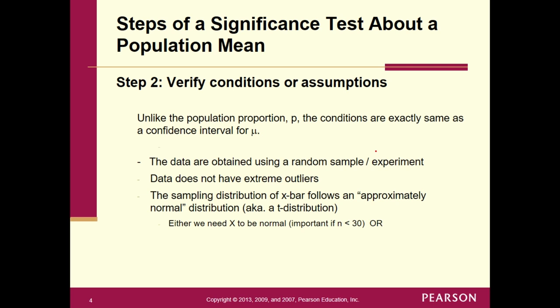Either one will do. Either we need x to be normal, and that's important if n is less than 30. Why? Because if n was greater than or equal to 30, then the central limit theorem could apply. So we need either this one or we need this one, okay? And if we want you to use this one, we're going to have to state that in the problem.